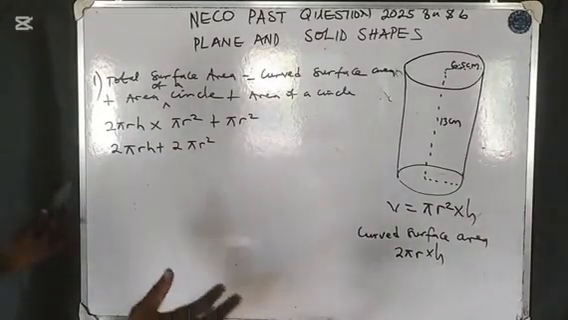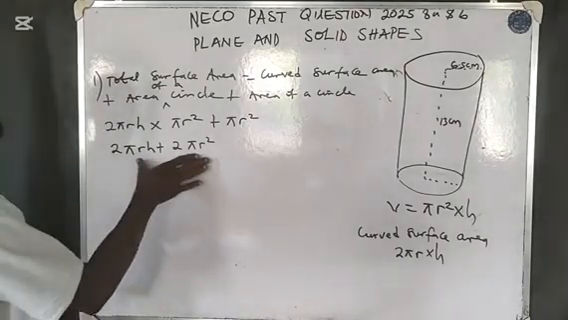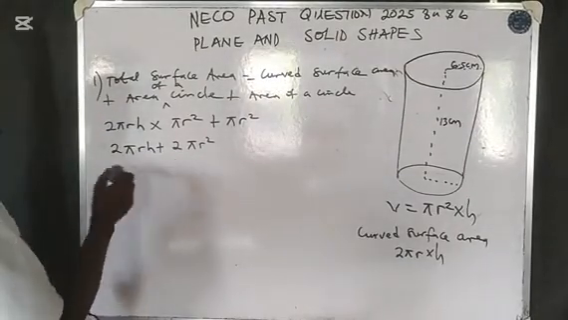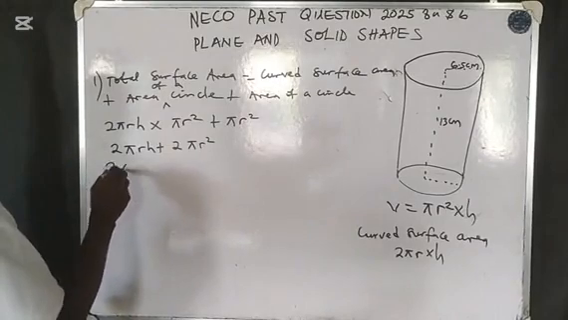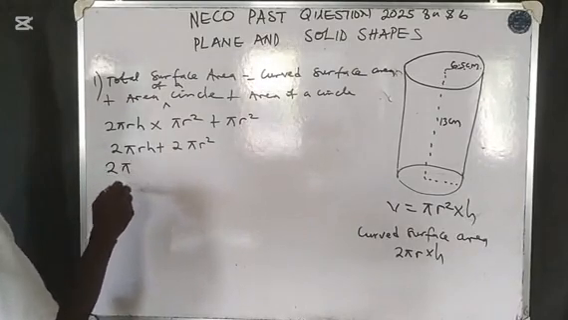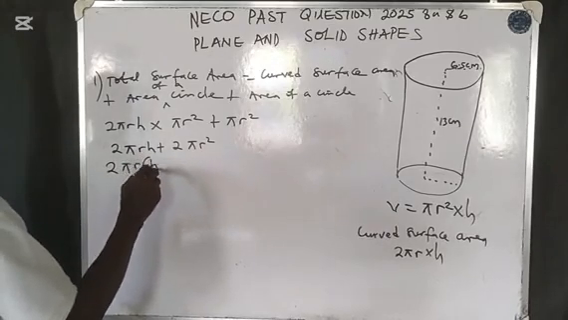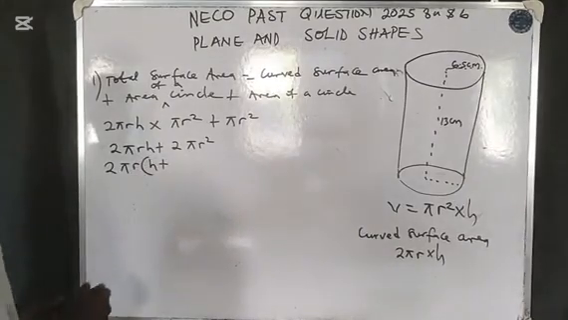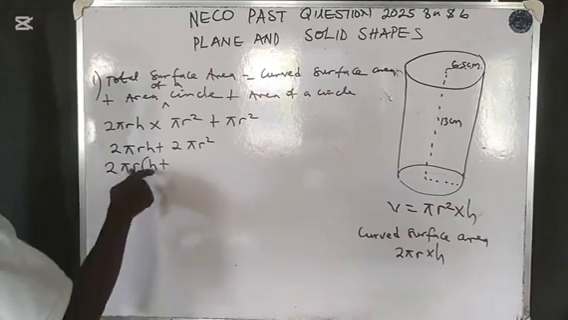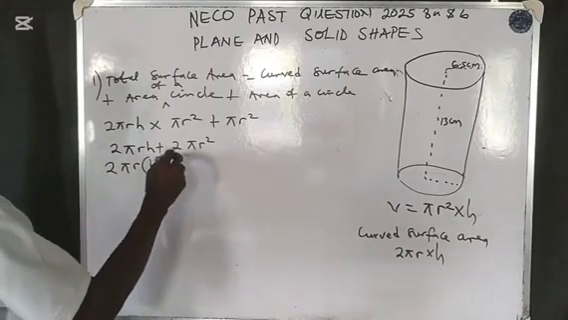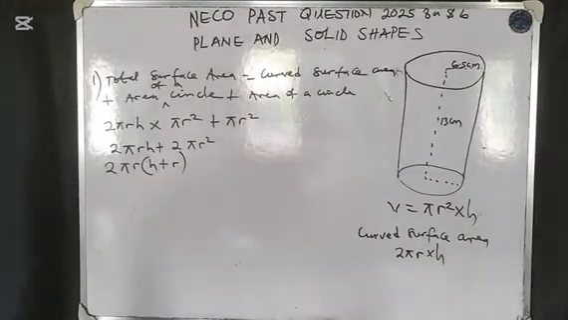Now let us factor out to simplify. 2 is common, pi is common and r is common, right? On this side we have only one r left. On this side we have only h left. Here we have only one r left. So this is the formula we are going to use for total surface area.